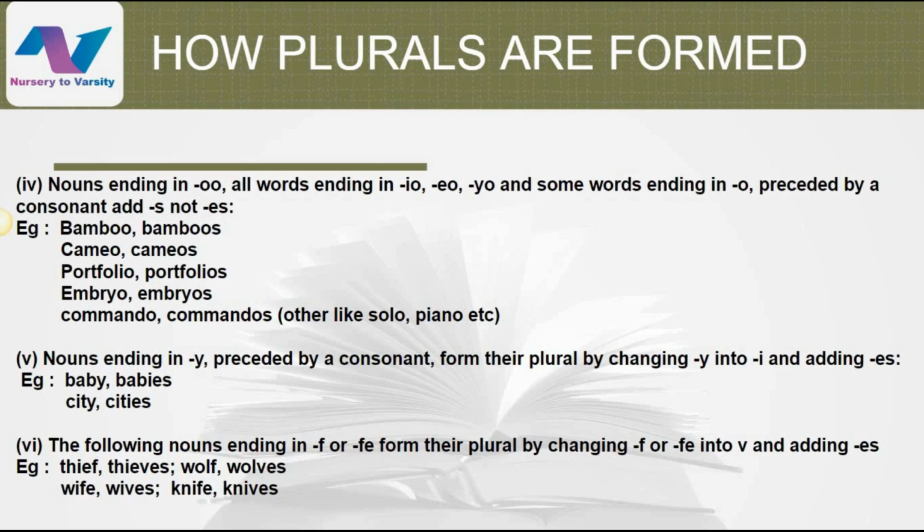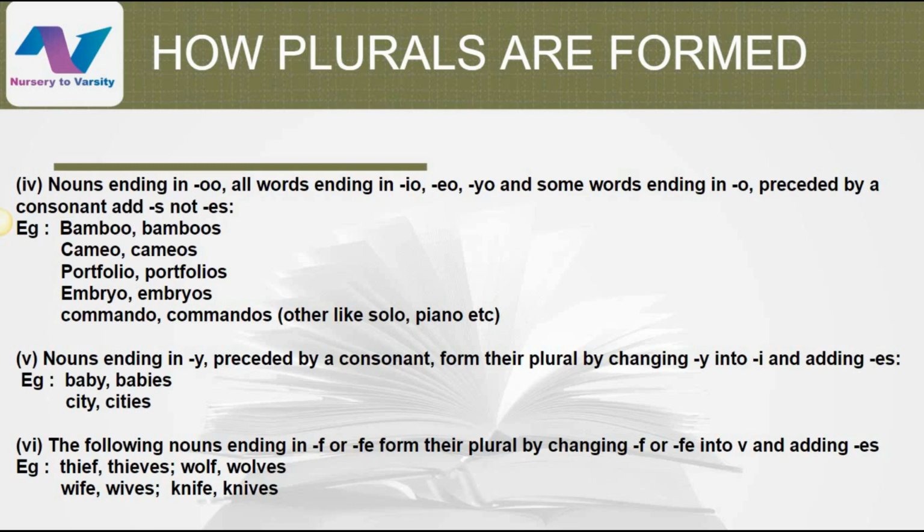Moving on to the next: nouns ending in oo, that is double o, all words ending in io, eo, yo, or some words ending in o preceded by a consonant, add s, not es. As you can see, all the examples we have here end with either oo, eo, io, yo, and some with o.